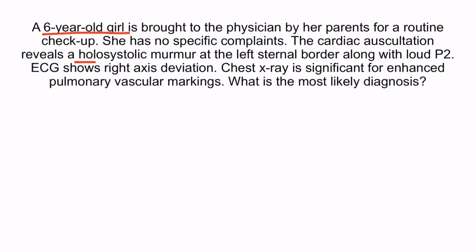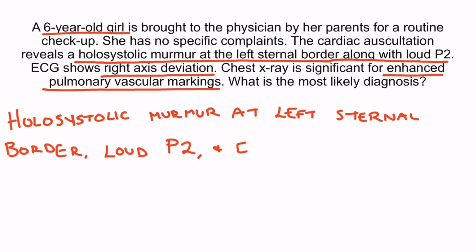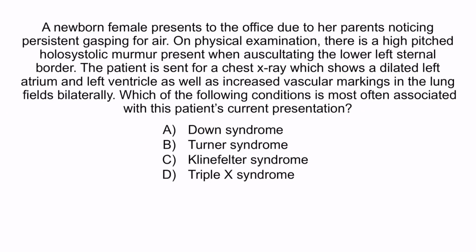This young girl has a holosystolic murmur at the left sternal border, along with loud P2. ECG shows right axis deviation. Chest X-ray is significant for enhanced pulmonary vascular markings. All these findings suggest the diagnosis of ventricular septal defect. Ventricular septal defect allows blood flow from the left ventricle to the right ventricle, leading to right ventricular hypertrophy with axis deviation. Additionally, increased right ventricular preload leads to pulmonary hypertension that accounts for loud P2 and enhanced pulmonary vascular markings. Let's end our lecture with a board-style question.